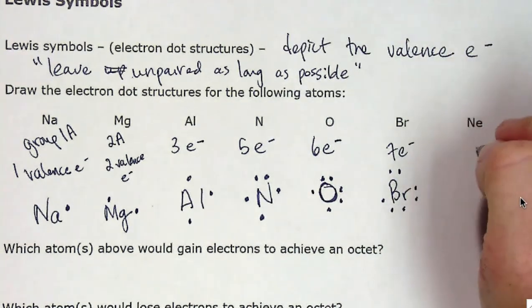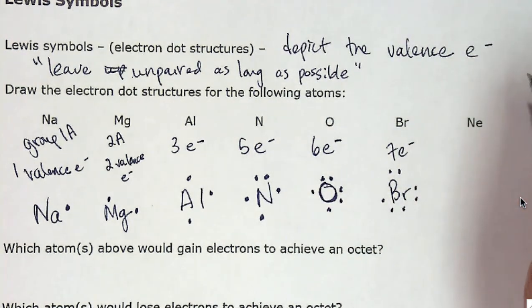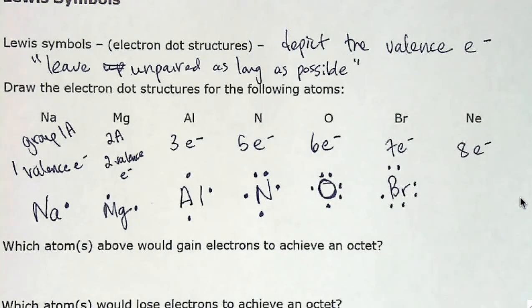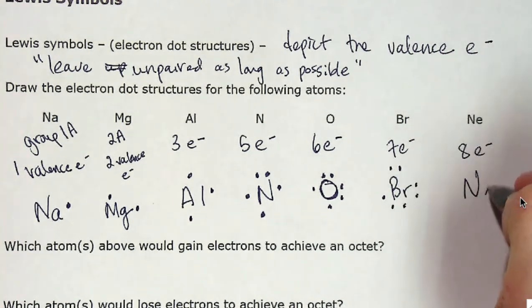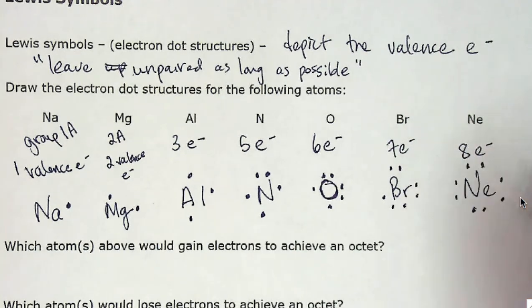Now neon is in group 8A. It's a noble gas, and it has 8 electrons. Another name for the noble gases is the inert gases. Inert means that they don't react. The reason they don't react is because they have 8 electrons. Remember, 8 is great. They're happy, they're content, they don't need to bond, they're just stable. Okay? So neon looks like this. There you go.